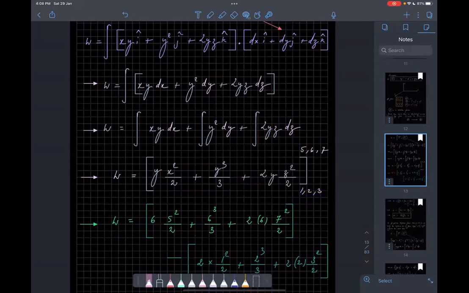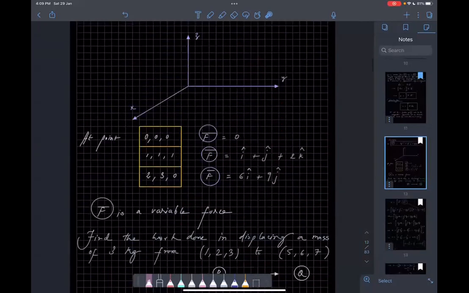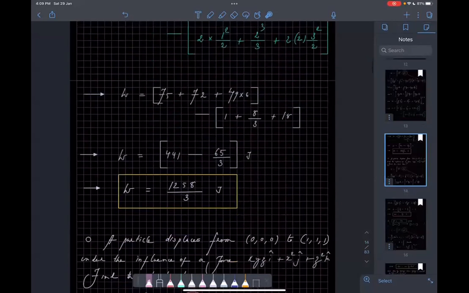Clear? Okay. So when I apply the limits, I apply the upper limit and I'll subtract the lower limit from the upper limit. So I'll write 5 in place of x, 6 in place of y, and 7 in place of z, and put in the upper limit. And I'll write 1 in place of x, and 2 in place of y, and 3 in place of z, and I'll subtract the lower limit. I'll get the work done. Are you understanding? So this is how the work is calculated if the problem is given in this style.